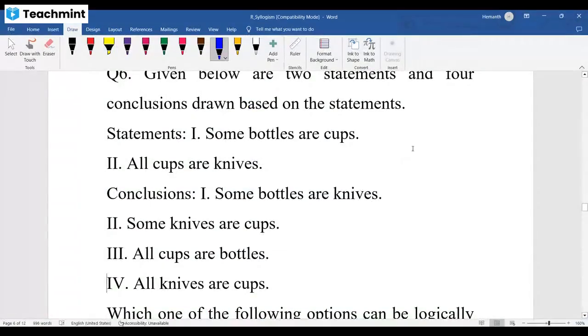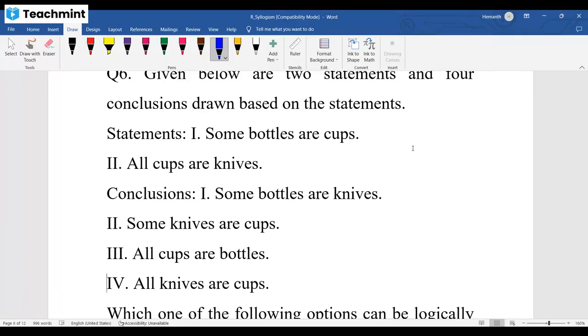Now, almost similar to previous questions. If you just look into the questions, some, all, we already discussed. Some football players play cricket or hockey. All hockey play cricket. Almost similar. Only the words are changing. Instead of football and cricket, they have given bottle, cup, knife. Almost similar to that only.